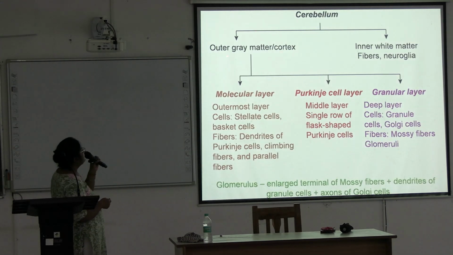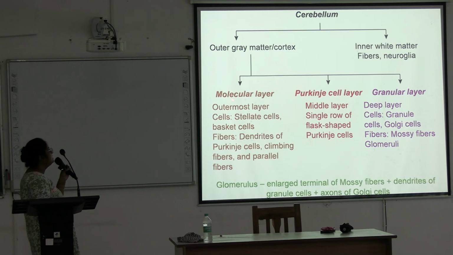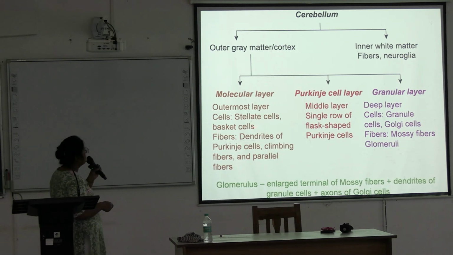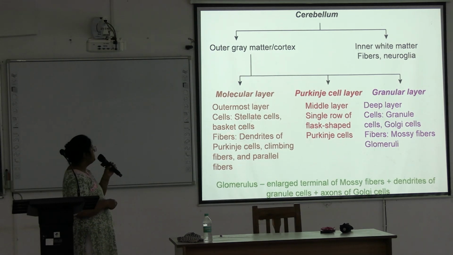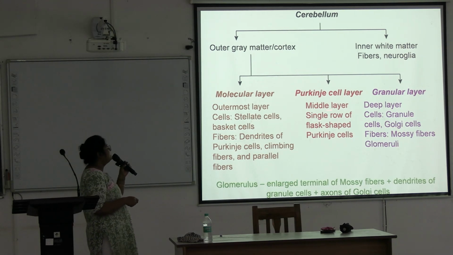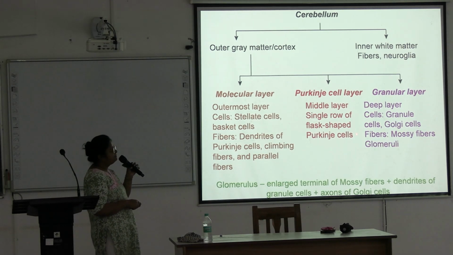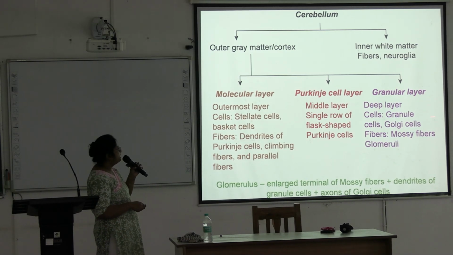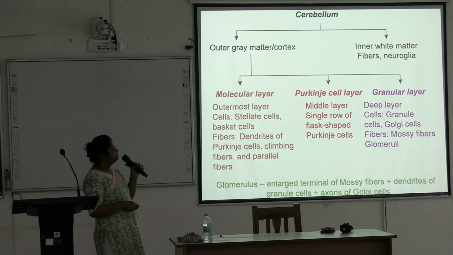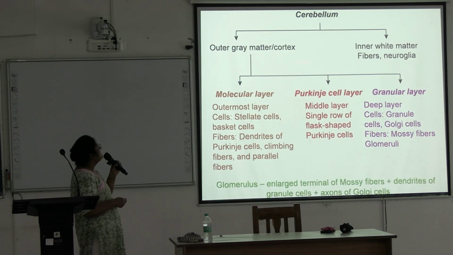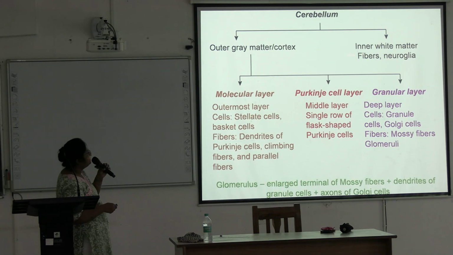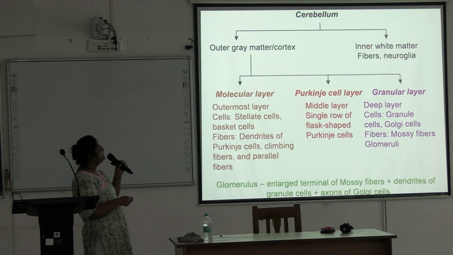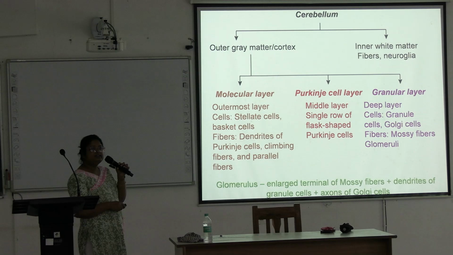So the cerebellum has outer gray matter, or cortex, formed by these three layers. The molecular layer is the outermost layer; its cells are stellate cells and basket cells, and its fibers are dendrites of Purkinje cells, climbing fibers and parallel fibers. The Purkinje cell layer is the middle layer, a single row of flask-shaped Purkinje cells. The granular layer is the deep layer. Cells are the granule cells and Golgi cells. Fibers are the mossy fibers and glomeruli. Outer is gray matter, and inside there is white matter formed by fibers and neuroglial cells.